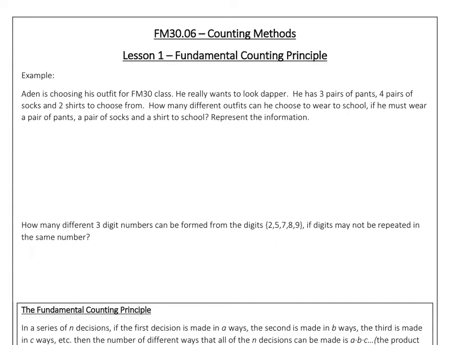He has 3 pairs of pants, 4 pairs of socks, and 2 shirts to choose from. How many different outfits can he wear to school if he must wear a pair of pants, a pair of socks, and a shirt? Okay, so we want to figure out if he needs to wear a pair of pants, a pair of socks, and a shirt. Basically, he has 3 pairs of pants. So we could go, okay, I've got pants 1, pants 2, pants 3.